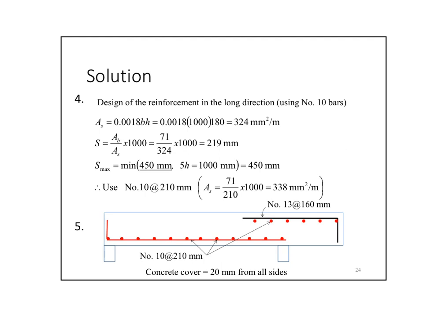Long direction is always As minimum. Always As minimum, right? So in this case, I use the As minimum, also the 219 spacing using number 10 bars. And then S maximum is 450, and then using the same is going to be there. So all the red ones are the number 10 at 220. The black one is the number 13 at 160.